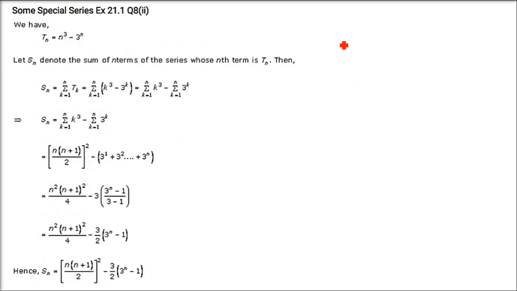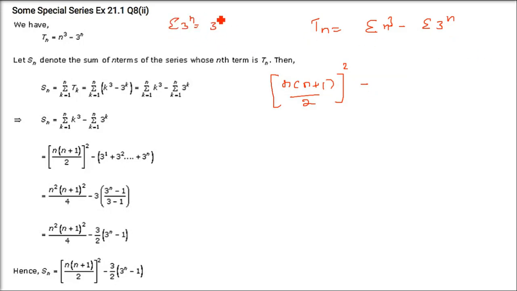So now when we use this sigma, Tn is already given. So sigma n cube minus sigma 3 raised to n. Now sigma n cube is known, n plus 1 by 2 whole square. This we already know. How about 3 raised to n? Sigma 3 raised to n means sigma of 3 raised to k, k equals 1 to n. So 3 raised 1, 3 raised 2, and this goes up to 3 raised n. So this is a GP.